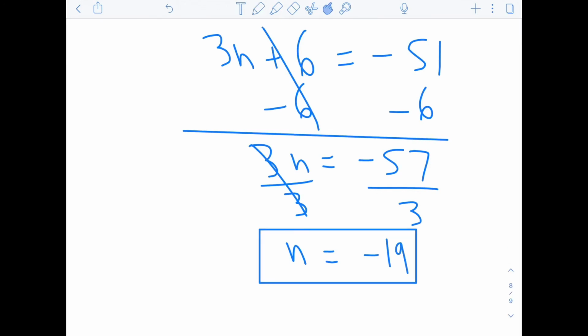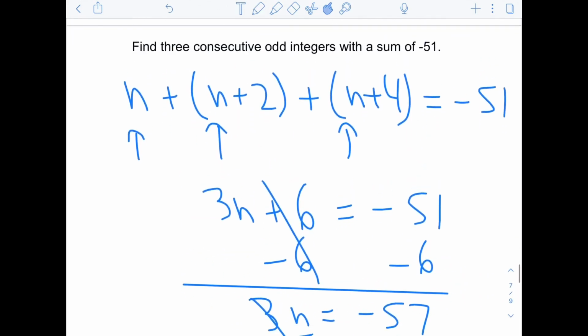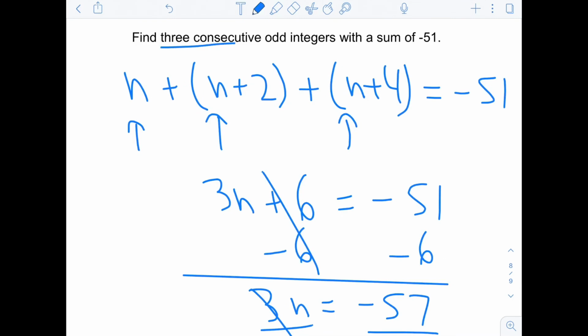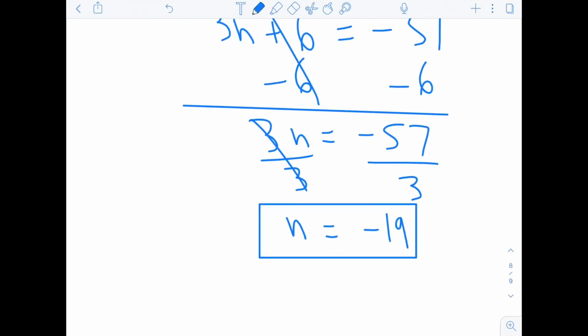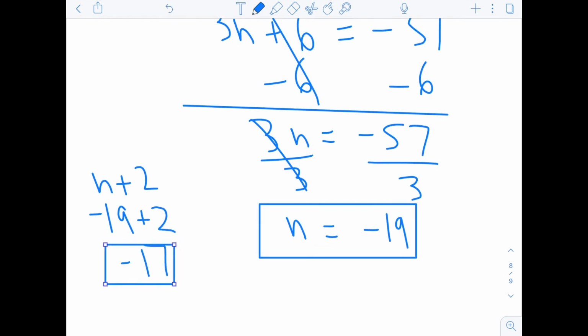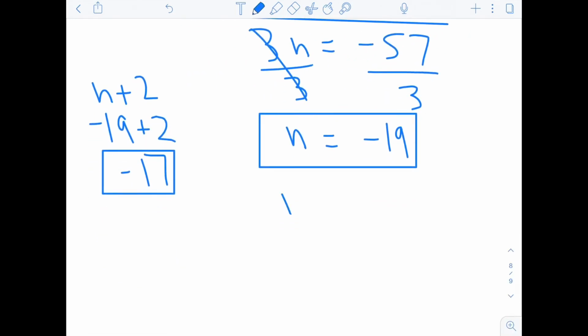But we're not done yet, because we're trying to find the 3 consecutive odd integers. We only found one, which is negative 19. So the next odd integer is going to be n plus 2. So that's negative 19 plus 2, which is negative 17. And then the next odd integer is going to be n plus 4, so that's negative 19 plus 4, which is negative 15.